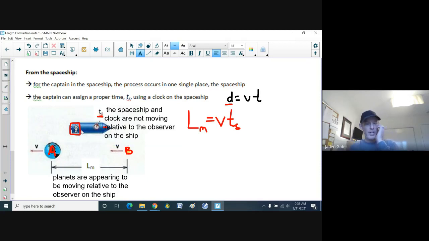Well, again, it's all perspective, right? So this person sees this ship. Hey, we're just standing still. This planet's moving away from me. Planet B is moving towards me. That's what's happening.